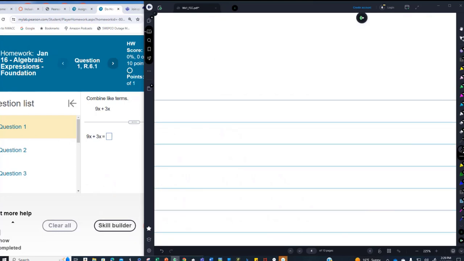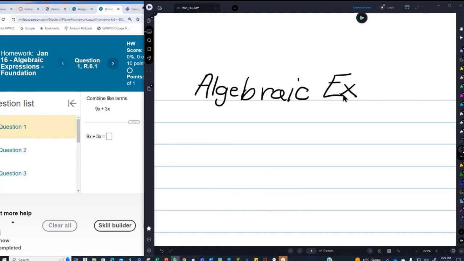So let me come up here and write algebraic expressions. 9x plus 3x, as you're going to see in a little bit. These are both called terms, and they're like terms because they both use an x to the one power. Remember, if you don't see a power, the power is 1. So this is 9 times x to the 1 plus 3 times x to the 1.